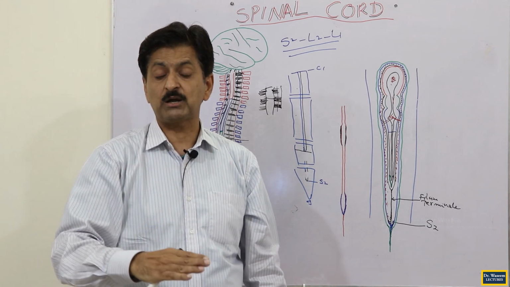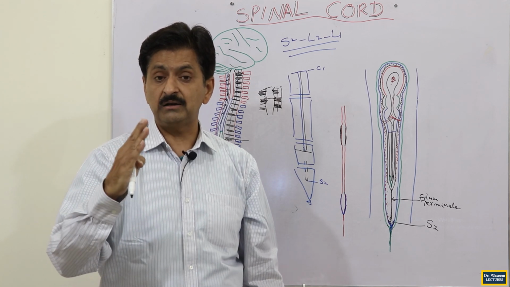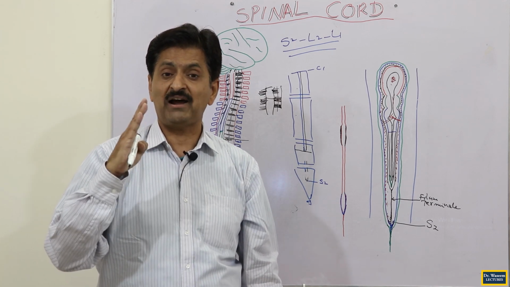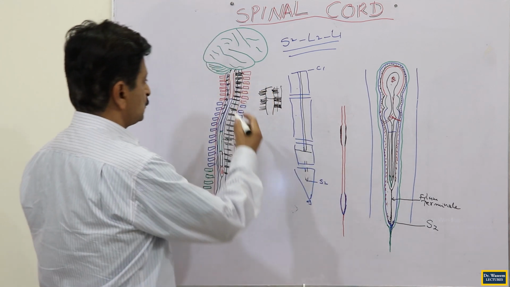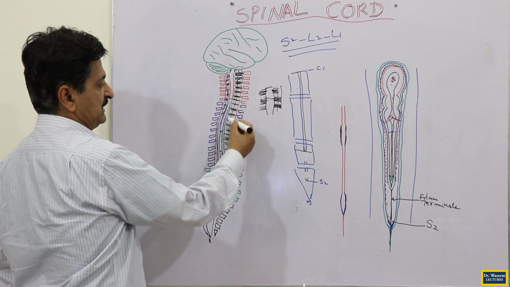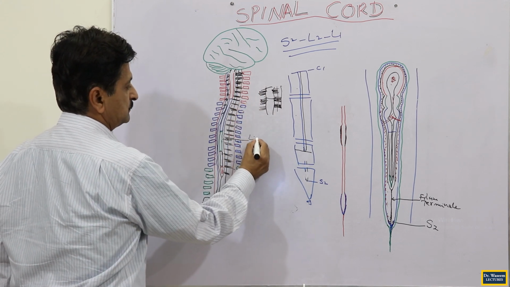And such 30 segments are present. So 30 into 40 will be 1200. You see, 1200 rootlets are holding the spinal cord. We will actually see this also. So this is something that you are watching here. This is the ligamentum denticulatum.